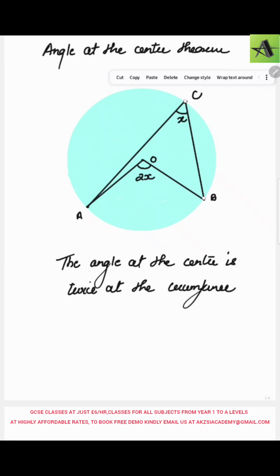So it's better, rather than writing an angle at the center theorem, I would suggest write down angle at the center is twice at the circumference. You will definitely get your marks. This is your circle theorem first. Let me show the proof.